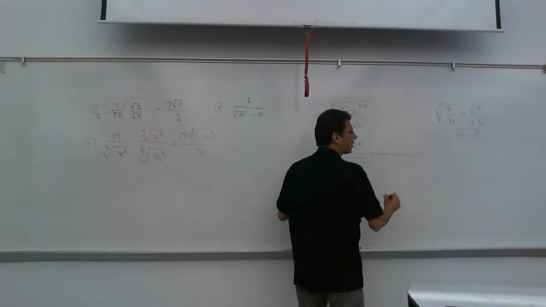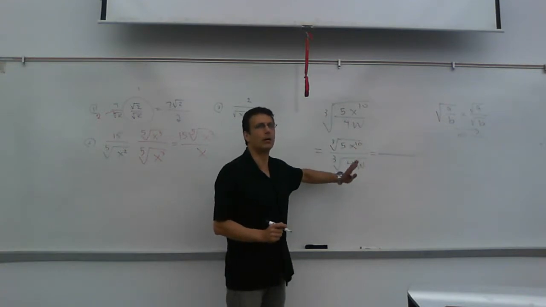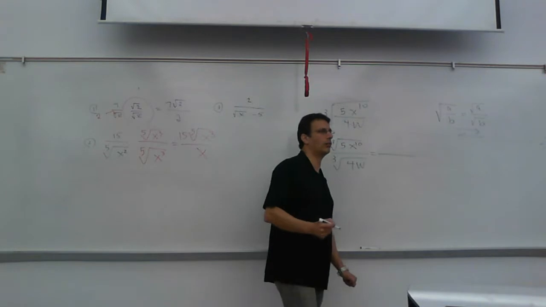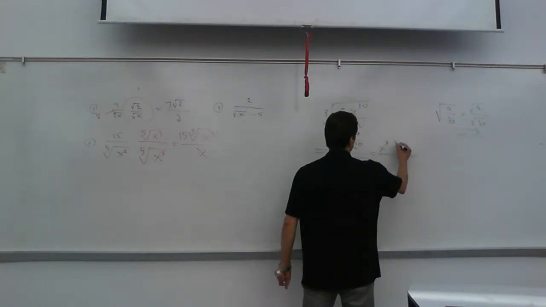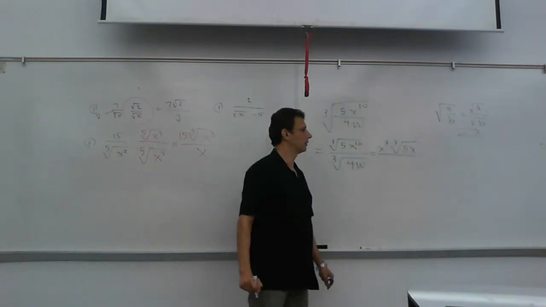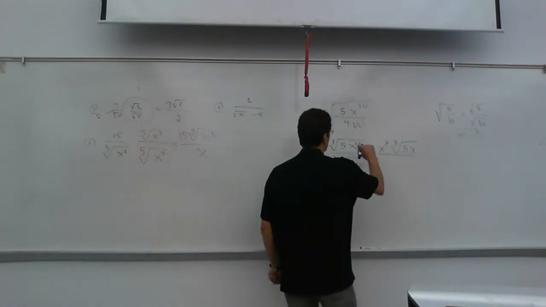Do you see what comes out? If you, for now, ignore that. Look at the top. Anything comes out? So what do you think I should write down? Then I will exit. X cubed. Cube root of what? 5x. Let's see why. Remember what I told you yesterday.